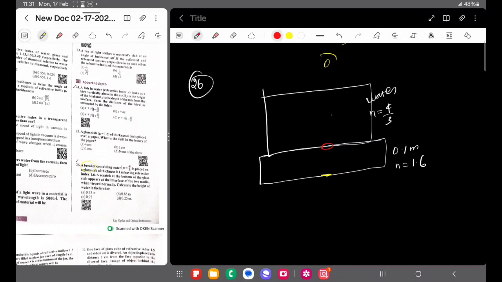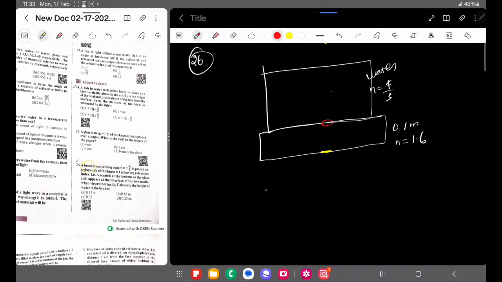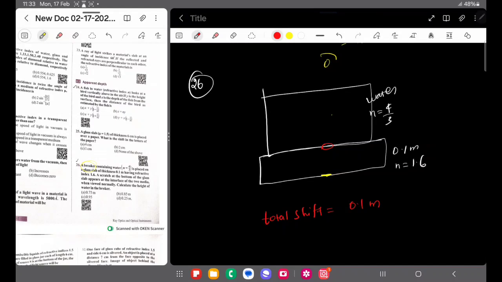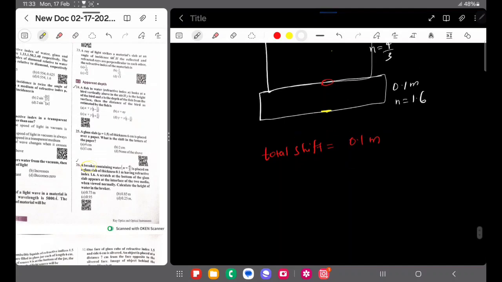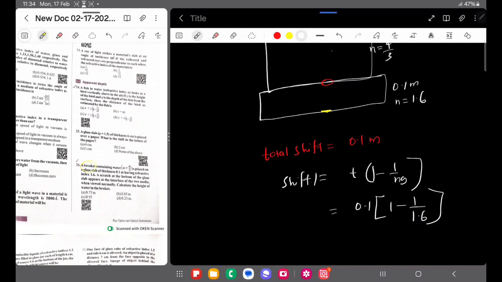How can we get it? I can calculate this by using the shift formula again. If the total shift is equal to 0.1 meter, because of the presence of the water medium as well as the glass medium, the scratch at the bottom of the glass slab is going to be shifted upwards. I can calculate the total shift by summing up the individual shifts. So let me assume the shift because of the glass medium alone is shift 1. We know the formula for the shift. It is nothing but T into 1 minus 1 by n glass. So the thickness of the glass slab is 0.1, 1 minus 1 by 1.6. That is shift 1, the shift because of the presence of the glass slab.